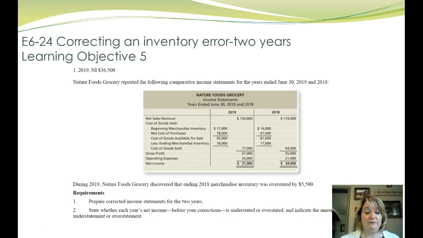Now, they would have done that by doing a physical count. They could have done that in an audit or a cycle count, which I've talked about. Requirements: 1, prepare corrected income statements for the 2 years. And 2, state whether each year's net income before your corrections is understated or overstated, and indicate the amount of the understatement or overstatement.